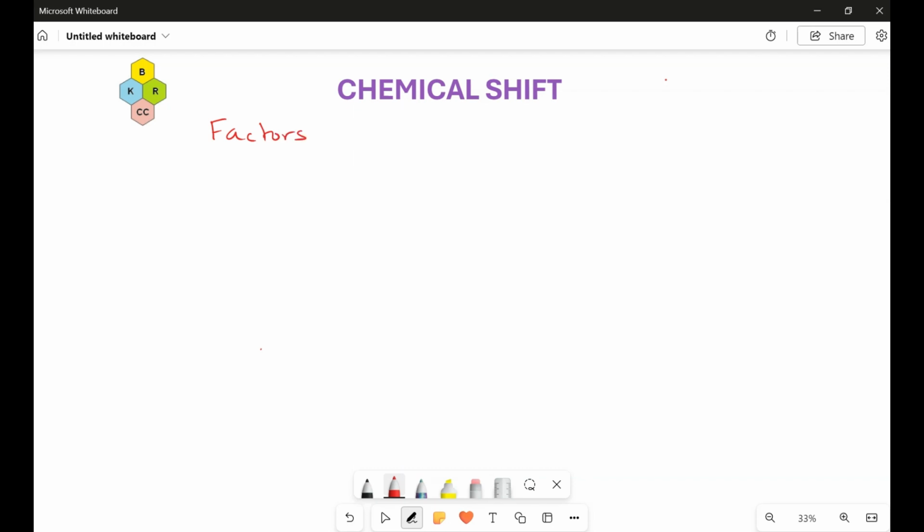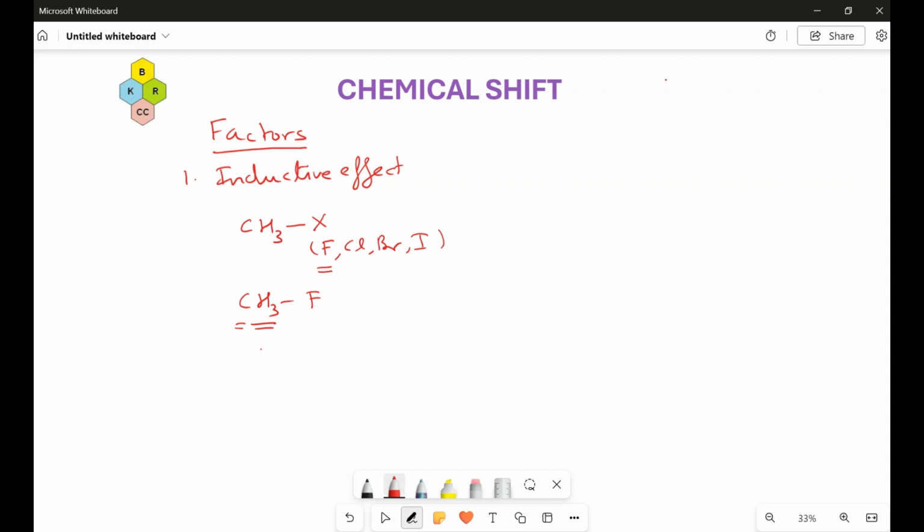Factors which influence or affect the chemical shift. The first factor is inductive effect. If you have the CH3 hydrogen attached to a heteroatom, as you increase electronegativity, suppose I take chlorine, bromine, and iodine. We know that fluorine is more electronegative. Therefore, the CH3 protons attached to the fluorine, or the carbon attached to fluorine, will be more deshielded compared to the CH3 attached to the iodine, because iodine is less electronegative.